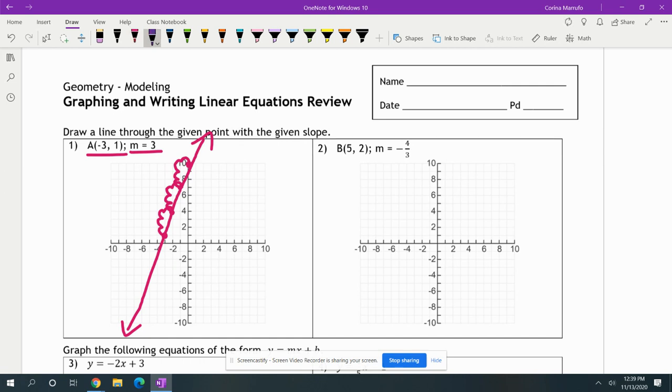Okay, so let's try the next one. This one says 5, 2. So 1, 2, 3, 4, 5, 2. And then here our slope is -4/3. So that means we're going to go down 1, 2, 3, 4, and to the right 1, 2, and 3. And then we go down 1, 2, 3, 4, and to the right 1, 2, and we're going to go a little off the graph. And that would be our graph.